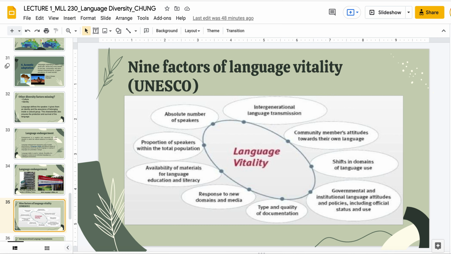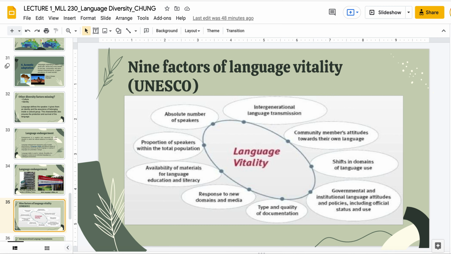So here are nine factors of language vitality, right? And these are really the factors of how a language is able to survive. How many speakers are there? Are they communicating via generations, right? Are they able to say, okay, my mom speaks this and I'm going to teach it to my children, or my father speaks this, I'm going to teach it to my children?